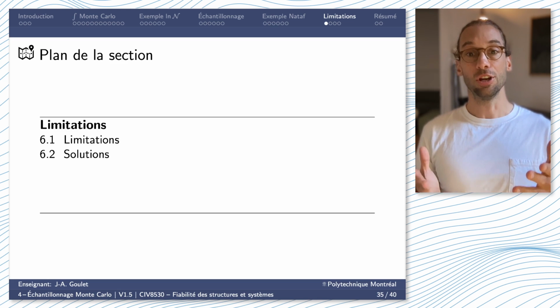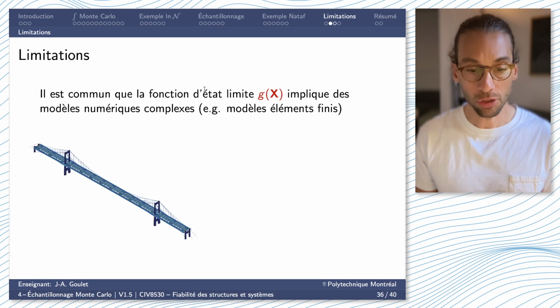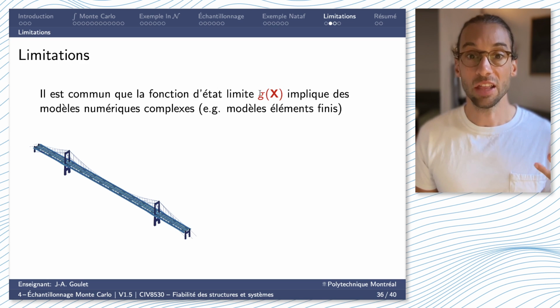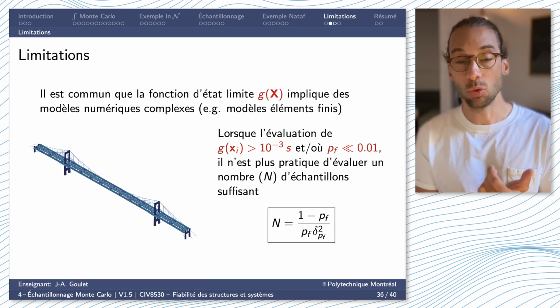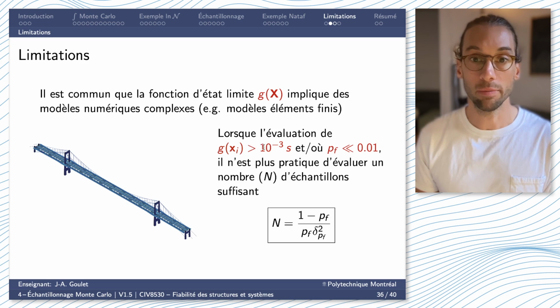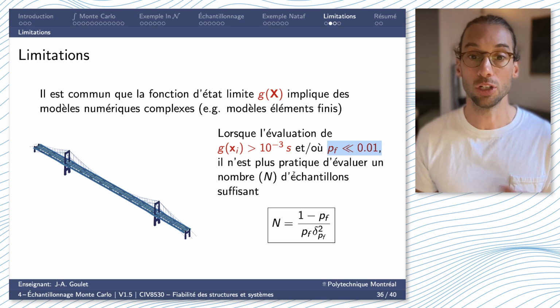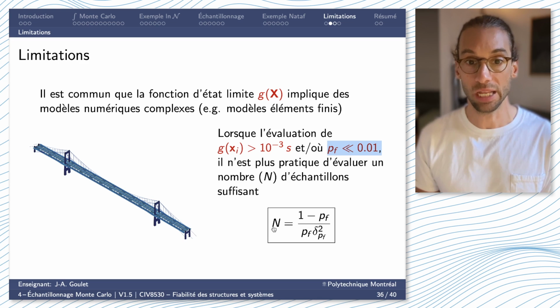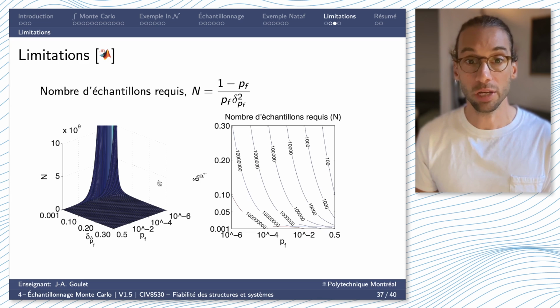So what are the limitations of that Monte Carlo estimation for probability of failure estimations? So first, it's common that our limit state function involves complex numerical models such as the finite element model represented here. And when the evaluation of one limit state function takes more than, say, 1 millisecond, or when the probability of failure is much less than, say, 1%, then it becomes impractical to evaluate a large number of samples. Because remember, the number of samples we take to reach a given coefficient of variation for a given PF grows really quickly.